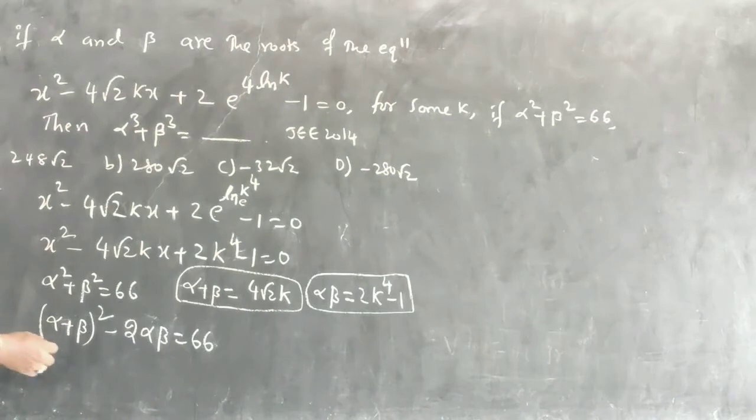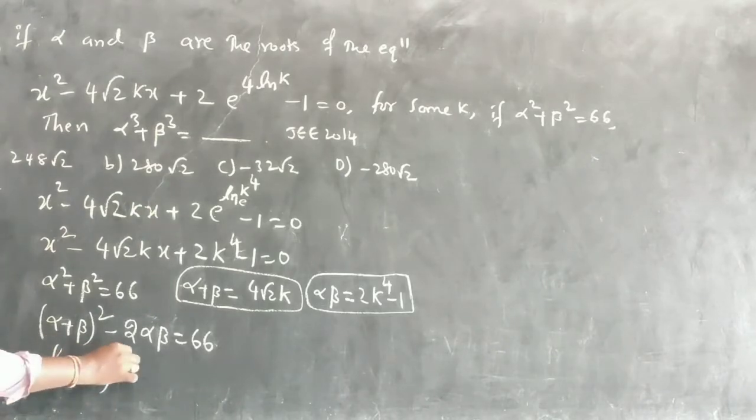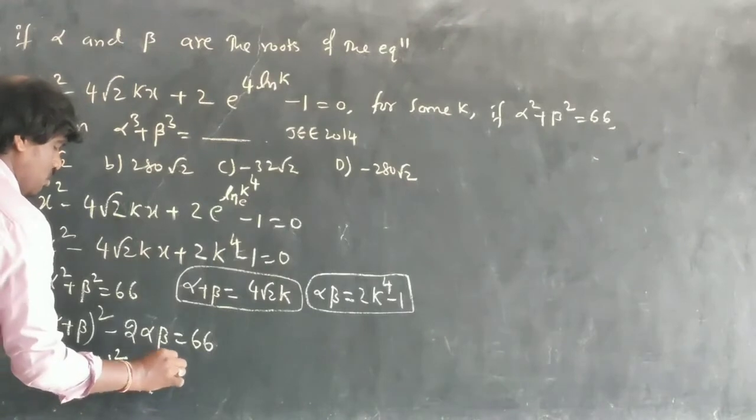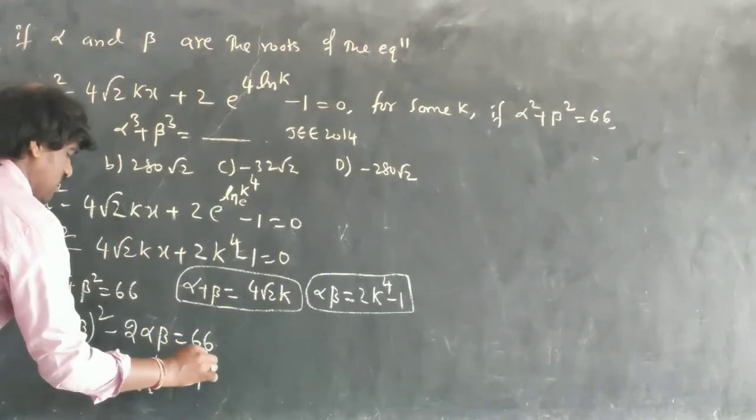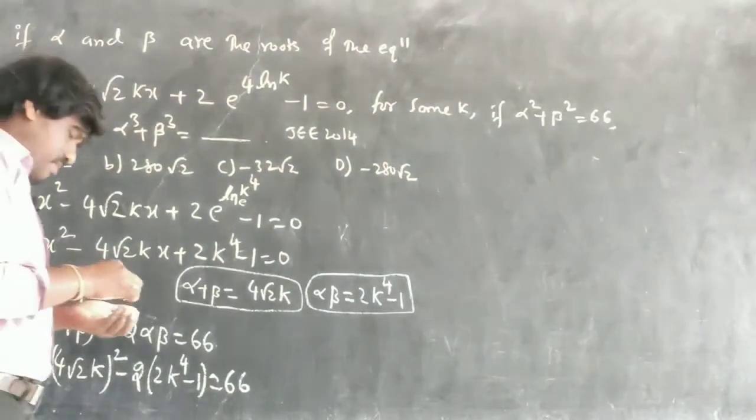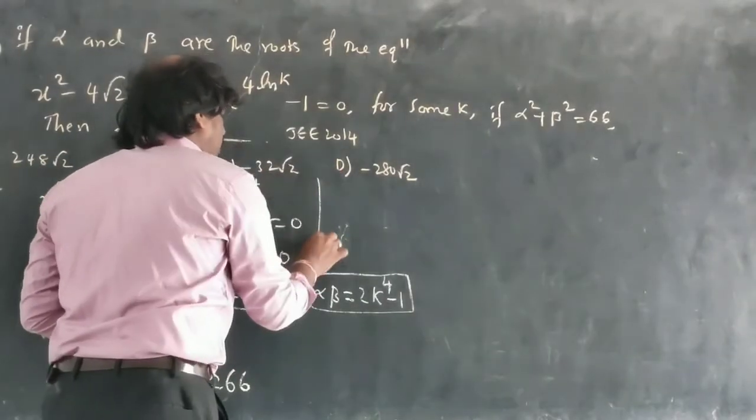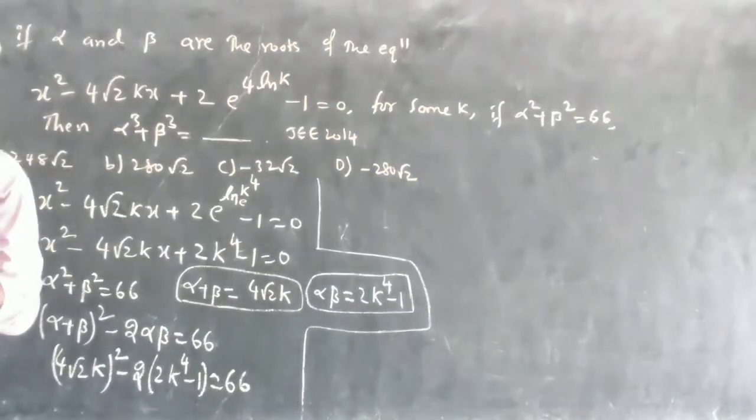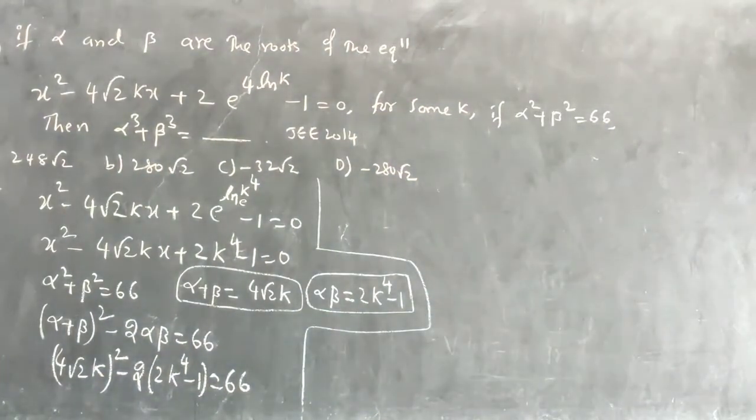Just substitute here. So what I am going to get here is 4√2 times k whole square minus 2 times alpha into beta, that is 2k raised to power 4 minus 1, is equal to 66. Now this is a JEE Mains question. Let us simplify more. I hope you understand till now what I explained. Let us simplify more. This is a very simple question.